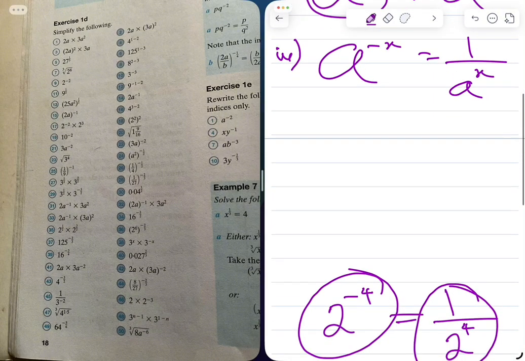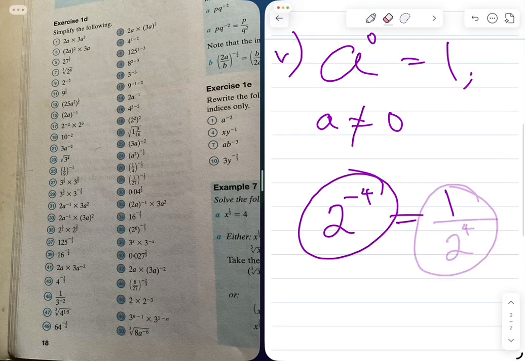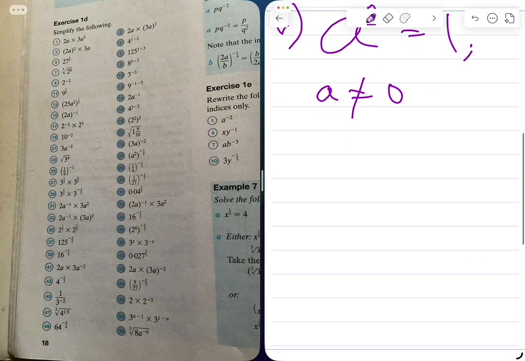We take another one. A raised to power 0 is the same as 1. Any number raised to power 0 is 1, as long as that number itself is not equal to 0. So that means a must not be equal to 0. Now we take another one. Let's call that Roman figure 6.